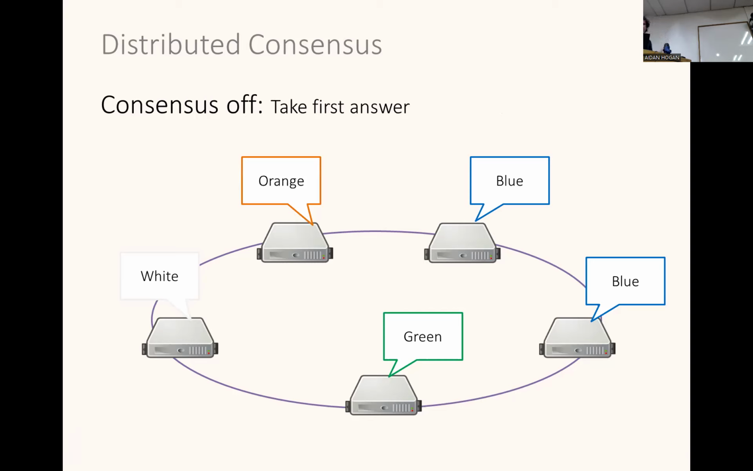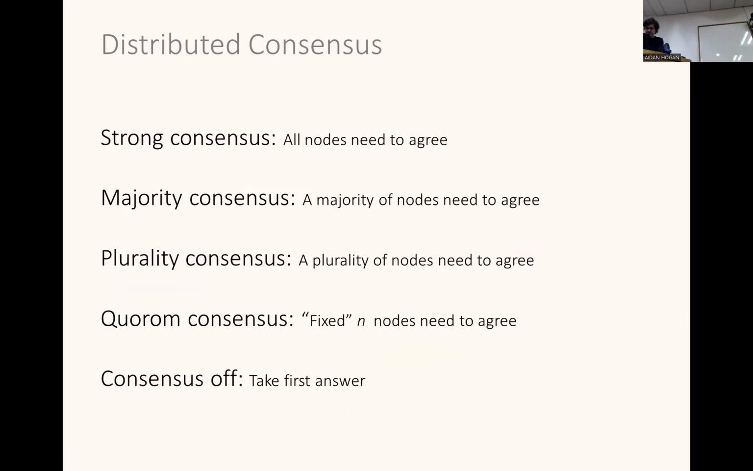So the weakest form of consensus is just turn consensus off, essentially, or just take the first answer. So in the case of the dress, I would just ask one of you, what color is the dress? You would tell me, and that's the answer I accept. So not very strong consensus, but at least I get a value. So in this case, is there consensus? Yep, there's always consensus. What value will we take? It just depends on what machine we ask or what machine responds first.